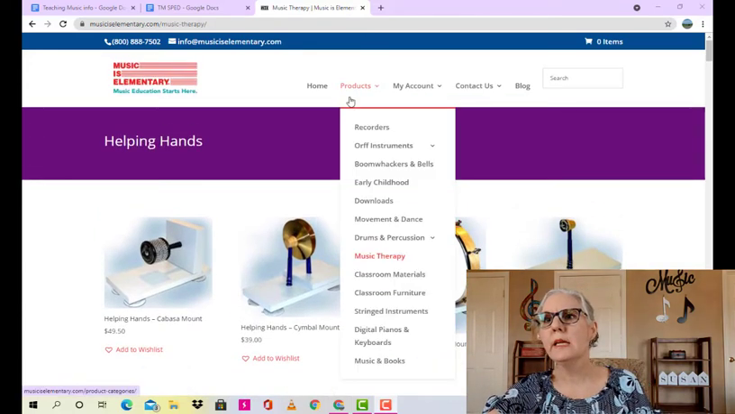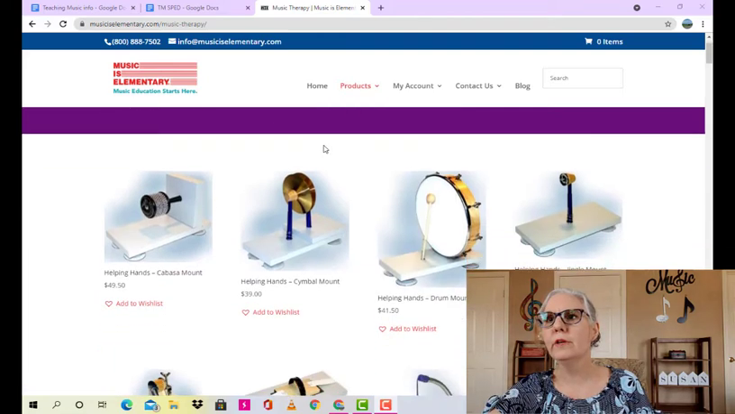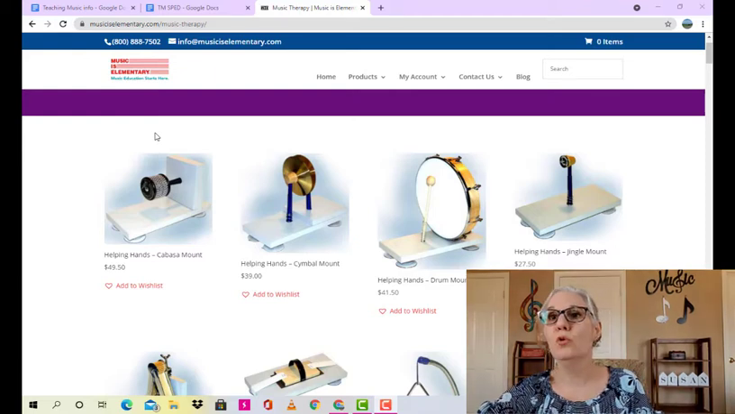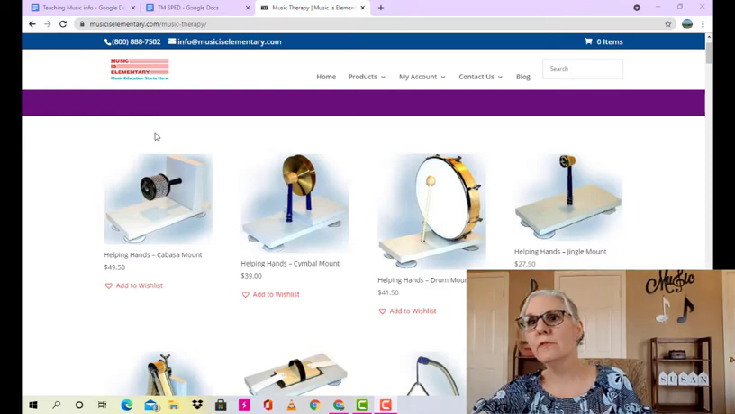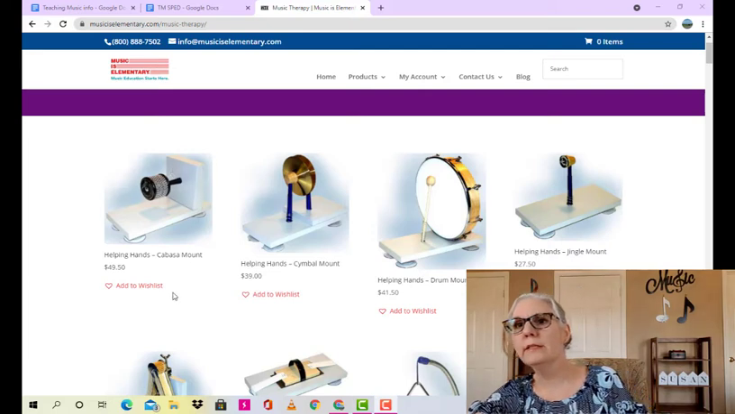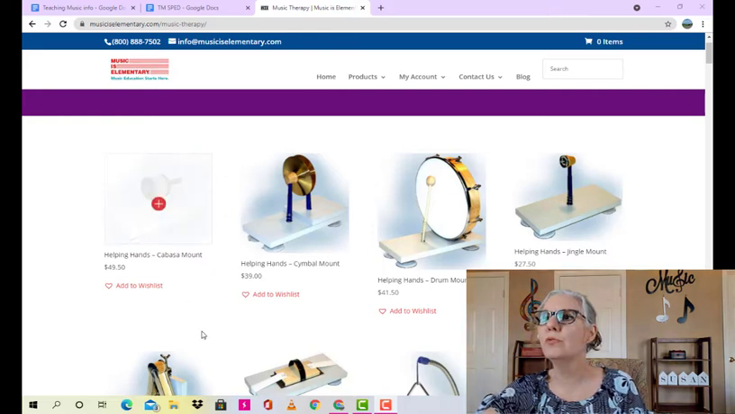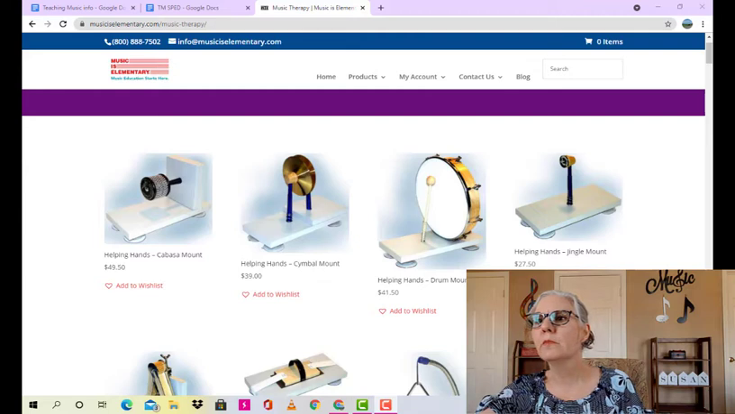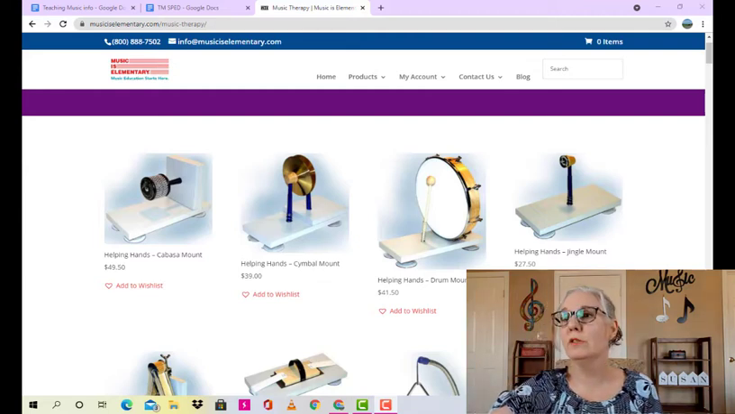And you can see that they have all of these different assistive placements for instruments so that students can still play an instrument even if they don't physically have the ability to play it in the normal way. So you can just see, for example, here that you've got a mount for a kabasa, a cymbal mount, a drum mount, a jingle mount, okay? All of these things help out students who have physical disabilities.